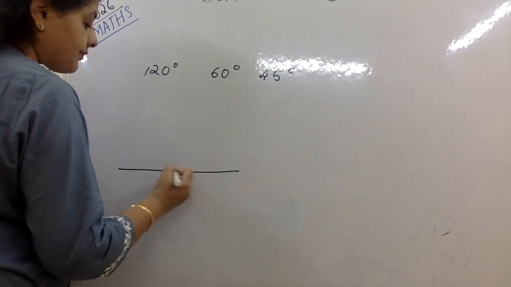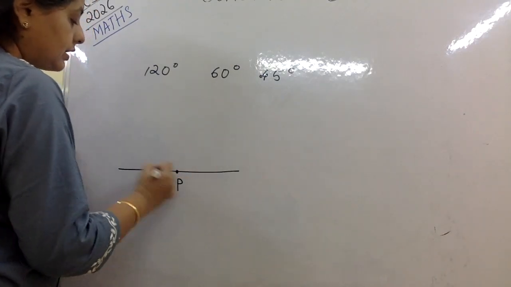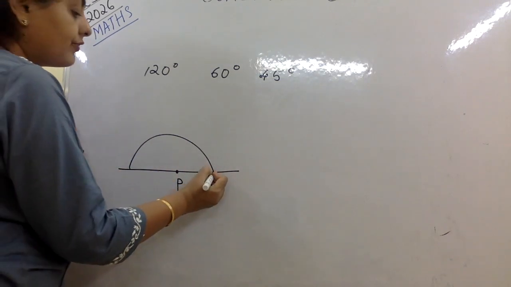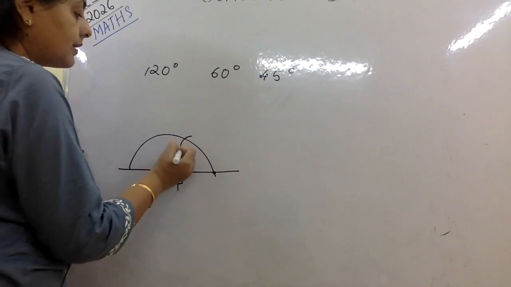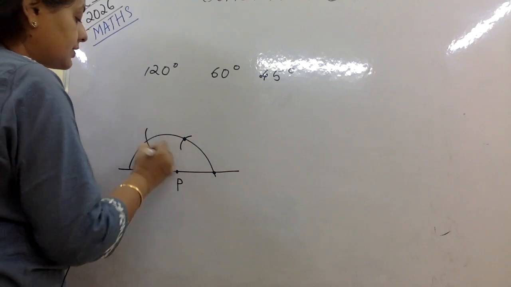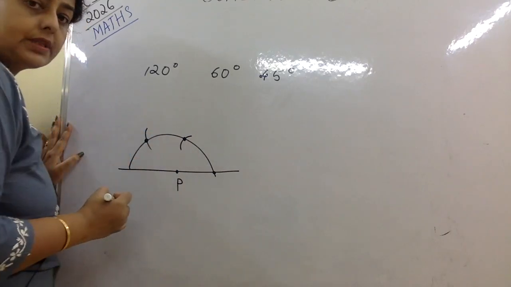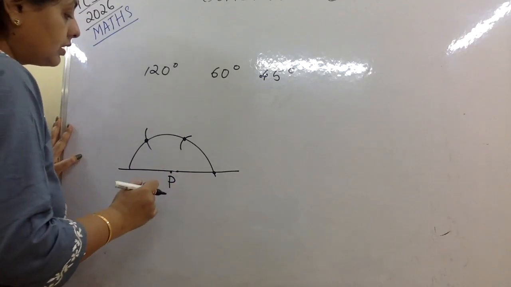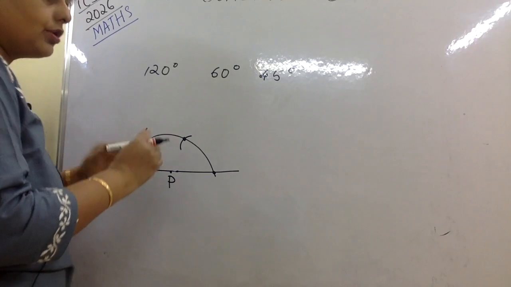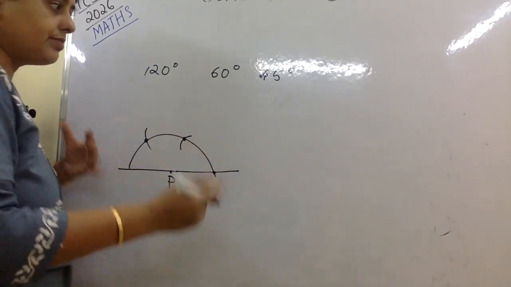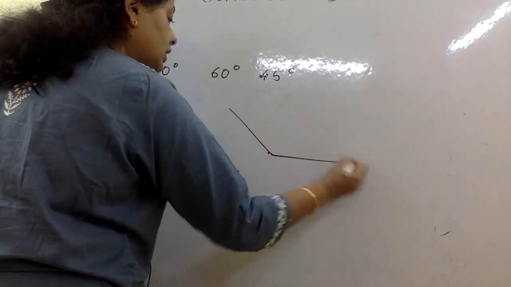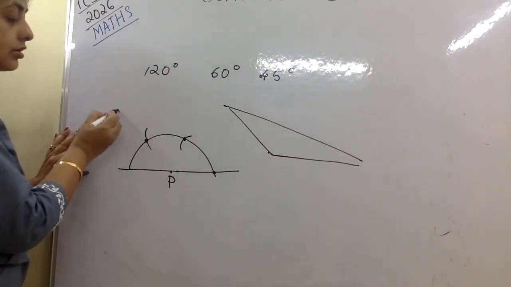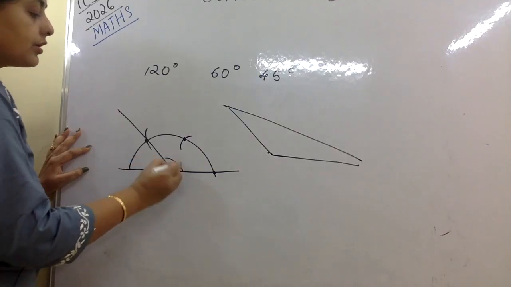120: straight line, point P. Semicircle with a comfortable radius. Fix your compass here, mark an arc with the same radius, fix your compass here, mark an arc. Now this is the arc. If you want a right open 120, since sometimes the triangle will want 120 on this side, then join this. This is also important. So you get your 120.